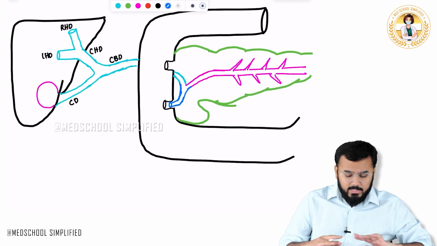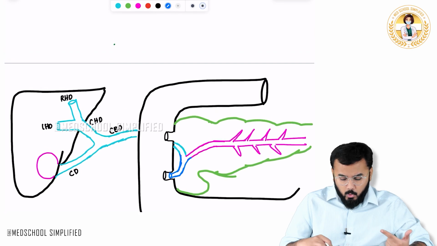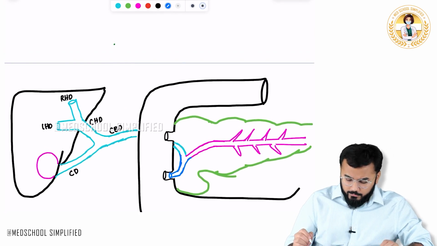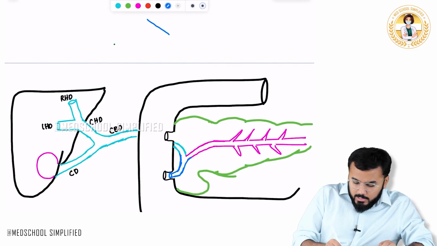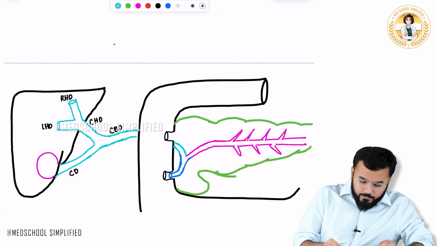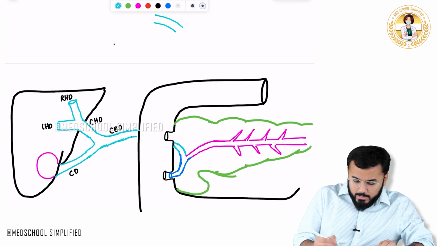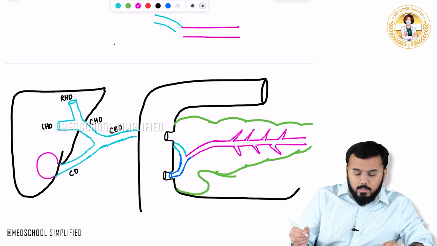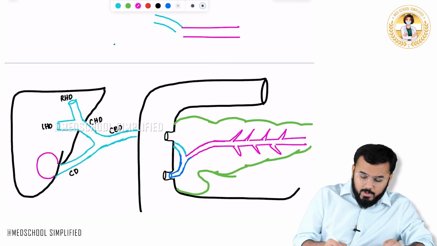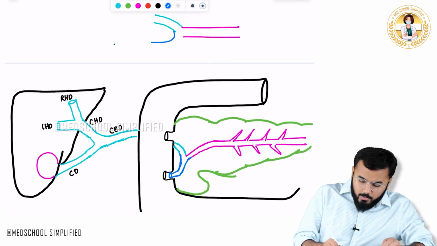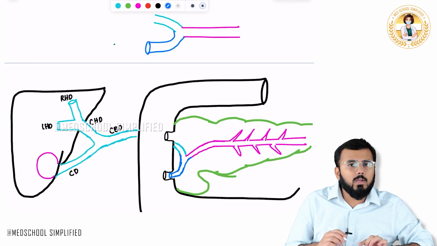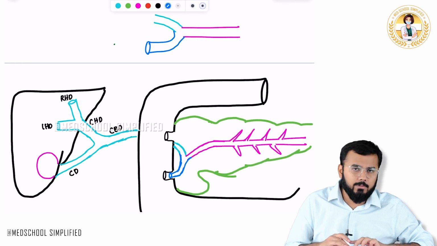Now, these things I have already spoken about in the previous classes, right? Now, here one very important thing you have to understand is that this is your common bile duct all the way, right? This is your pancreatic duct like this. The pancreatic duct and the common bile duct together form a duct here. What is this duct called? This duct is called the hepatopancreatic duct.